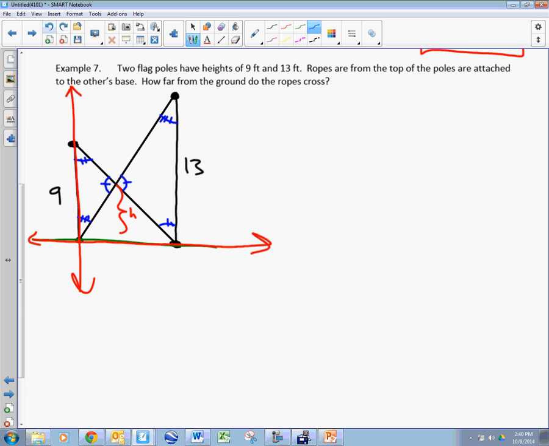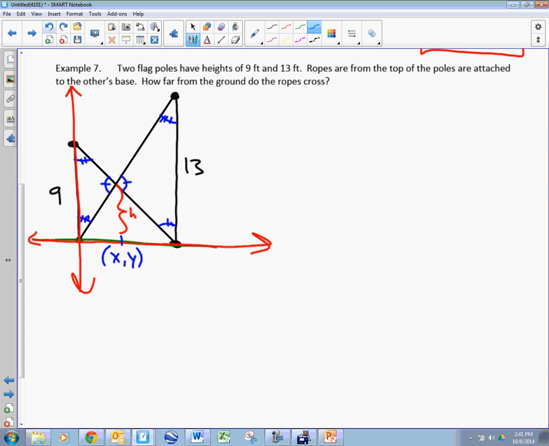Now, I'm going to insert a coordinate plane. And these two ropes, as they cross, I'm going to treat them like lines. And I'm going to find their intersection. When I find their intersection, the x value will tell me where it happens, but the y value will tell me how high above the ground it happens, won't it?